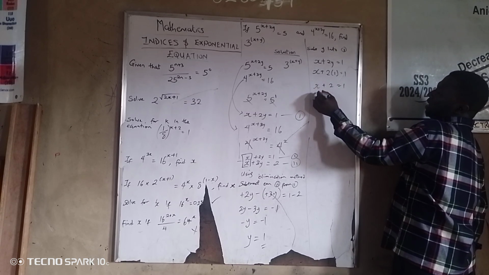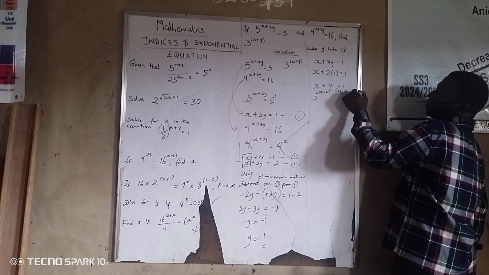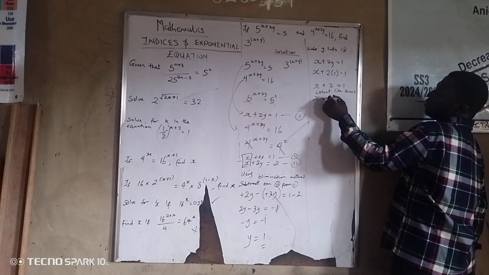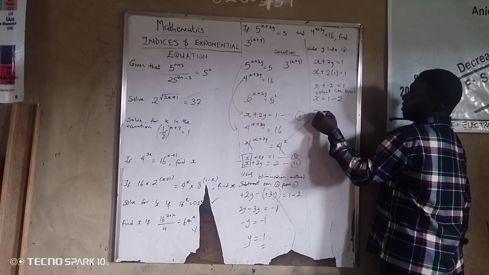Then you collect like terms. x will be 1 minus 2, so plus 2 has turned to minus 2. That will be x equals minus 1.